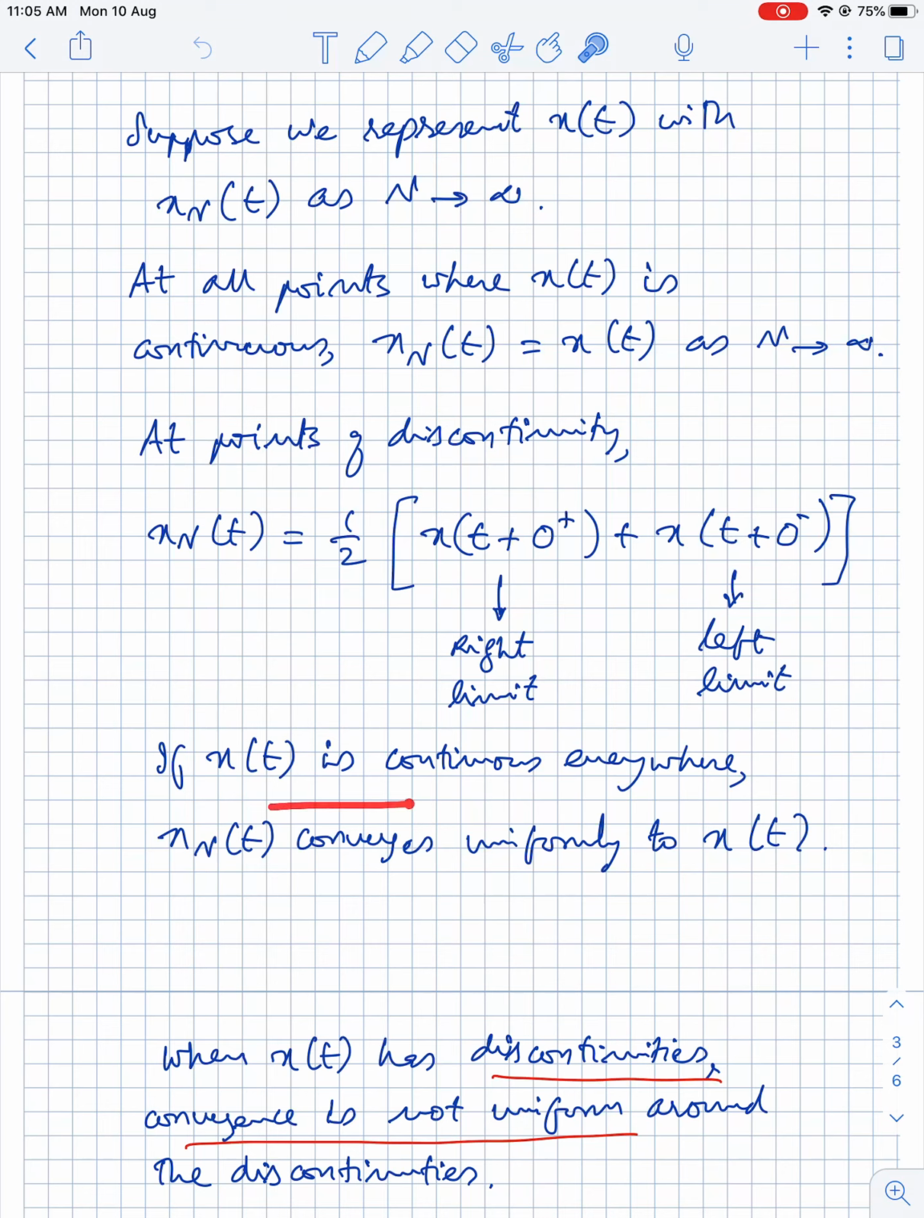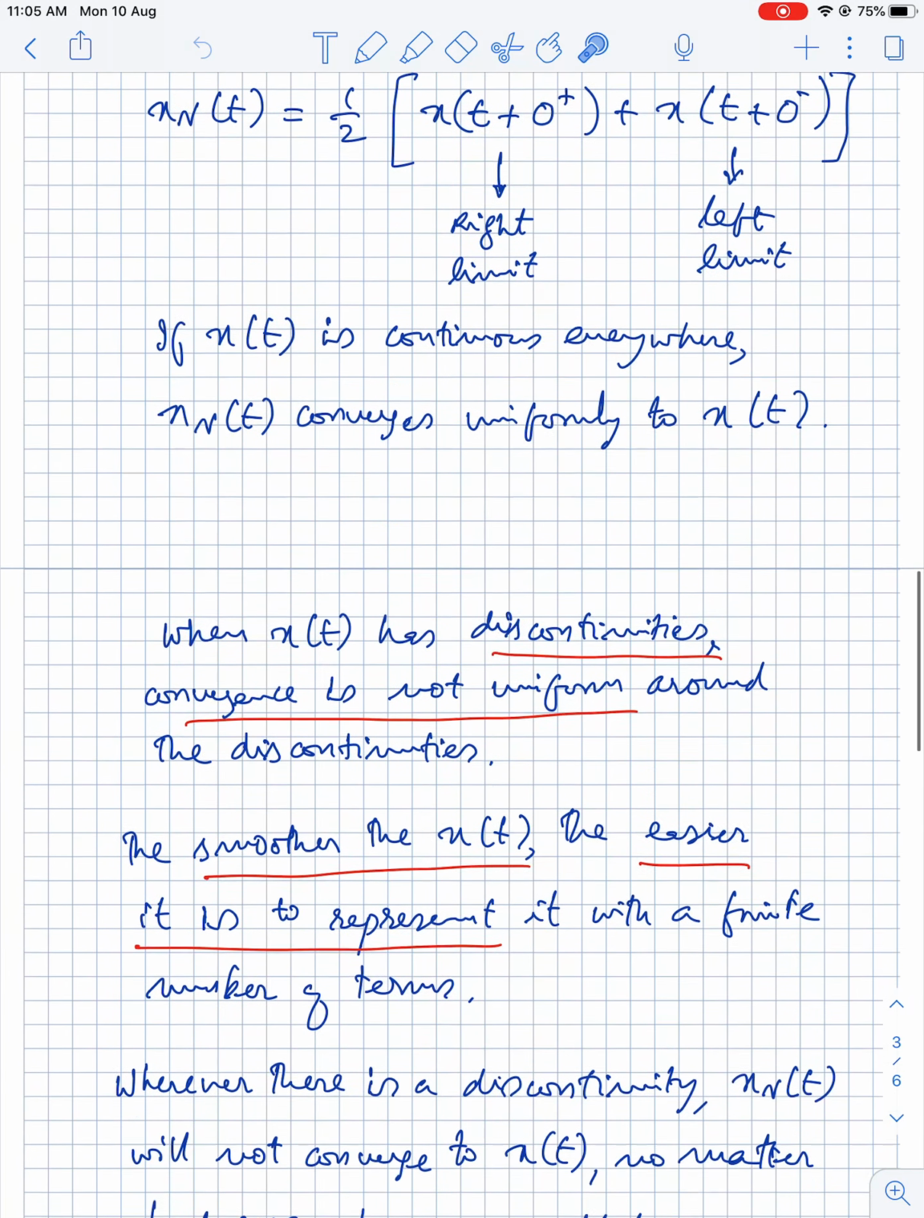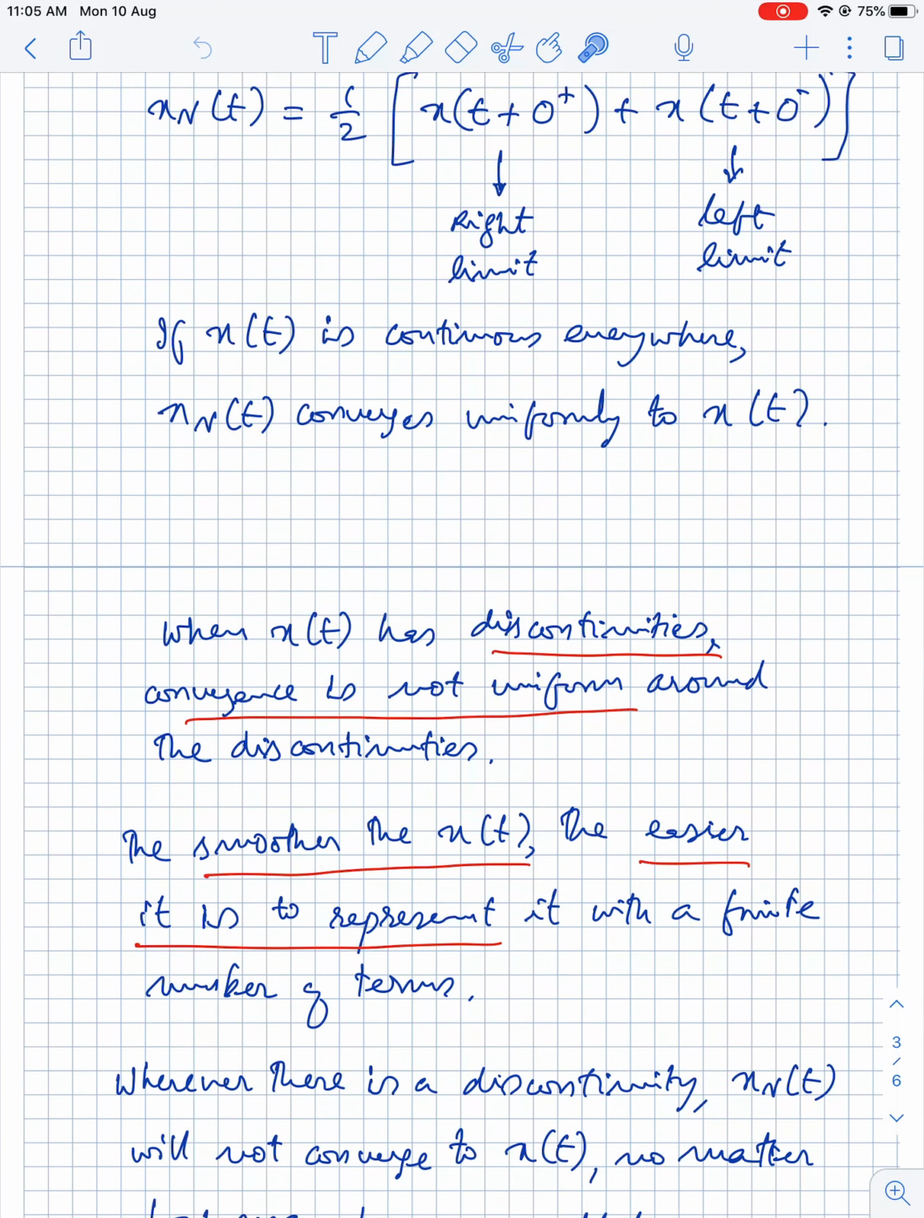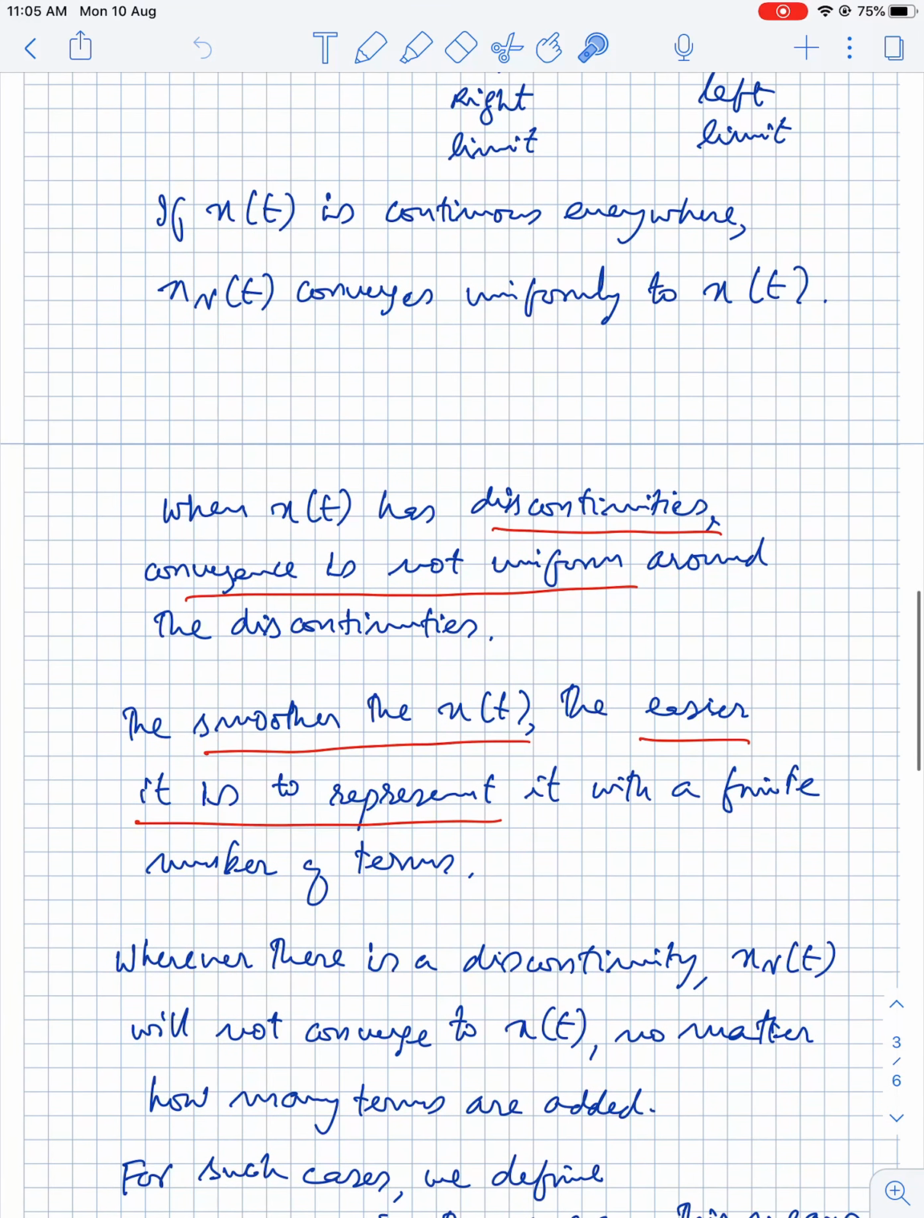But if x of t is continuous everywhere, xn of t converges uniformly to x of t. If the function is completely continuous, then there is no problem. At every point you will have uniform convergence. When x of t is discontinuous, convergence is not uniform. It is not even pointwise. So the basic idea is that the smoother x of t is, the easier it is to represent with a finite number of partial sums.